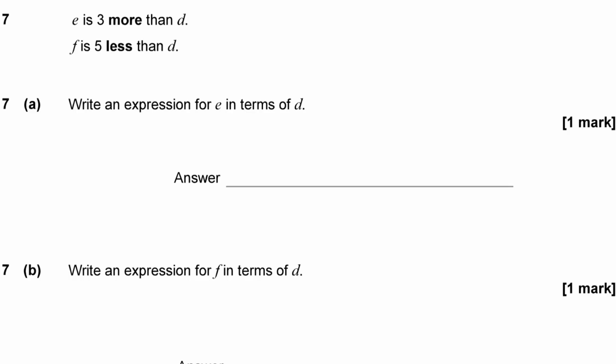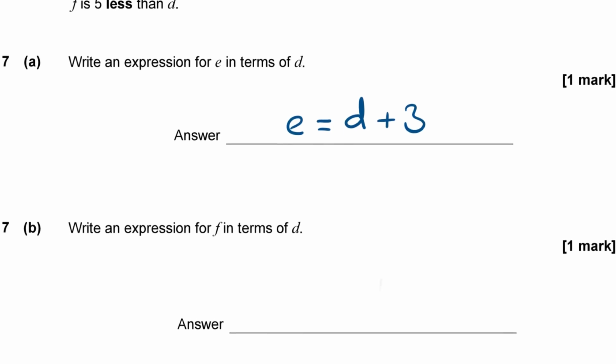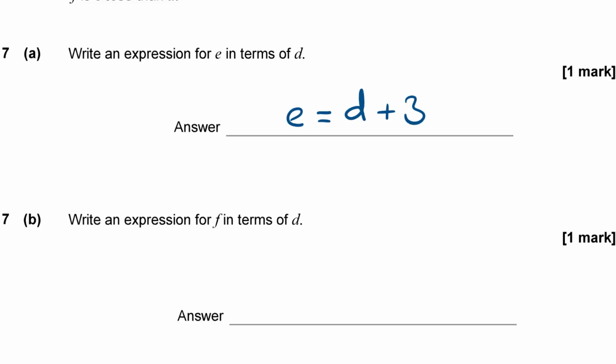Question 7. E is 3 more than D and F is 5 less than D. Write an expression for E in terms of D. Well, we know that E is 3 more than D. So E is equal to D plus 3. Okay, E equals D plus 3. In part B, we're asked to write an expression for F in terms of D. Well, we know that F is 5 less than D. So F is going to be D subtract 5.